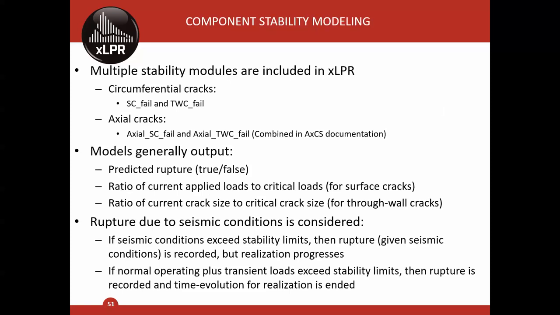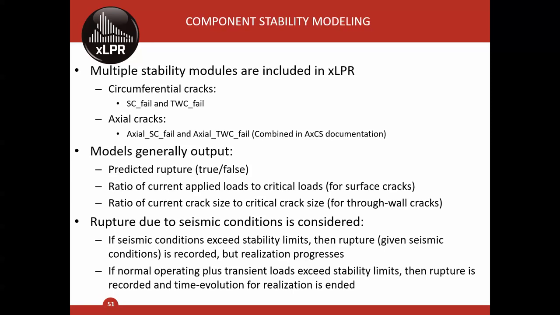So xLPR includes several different stability modules for circumferential cracks and axial cracks. The circumferential stability modules are implemented in SC-FAIL and TWC-FAIL for surface cracks and through-wall cracks, respectively. The axial crack modules are axial SC-FAIL and axial TWC-FAIL, again for surface cracks and through-wall cracks, respectively.